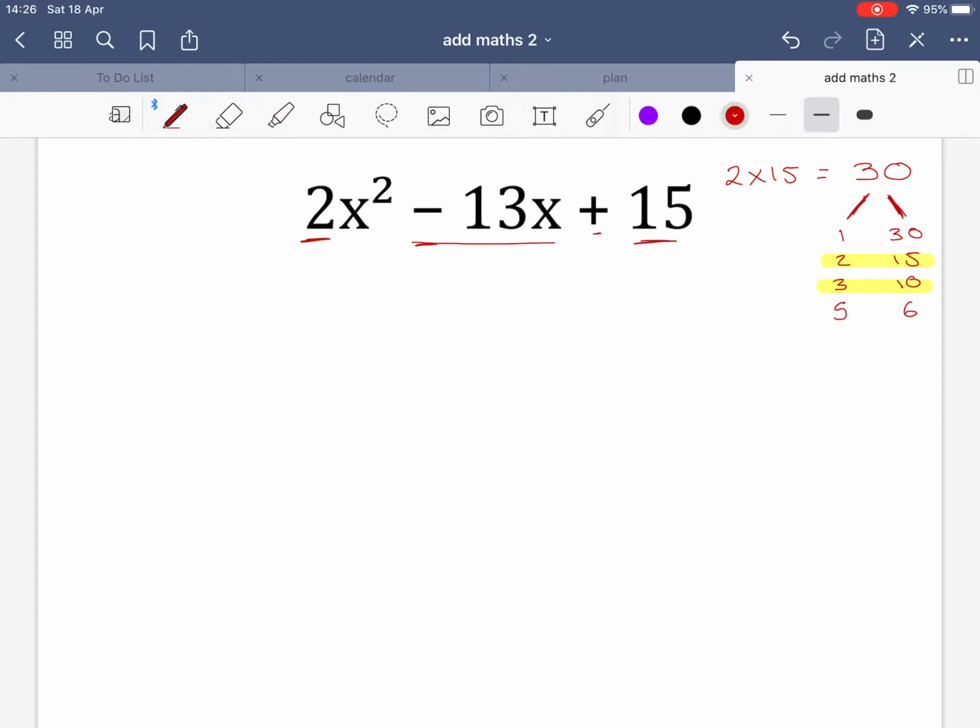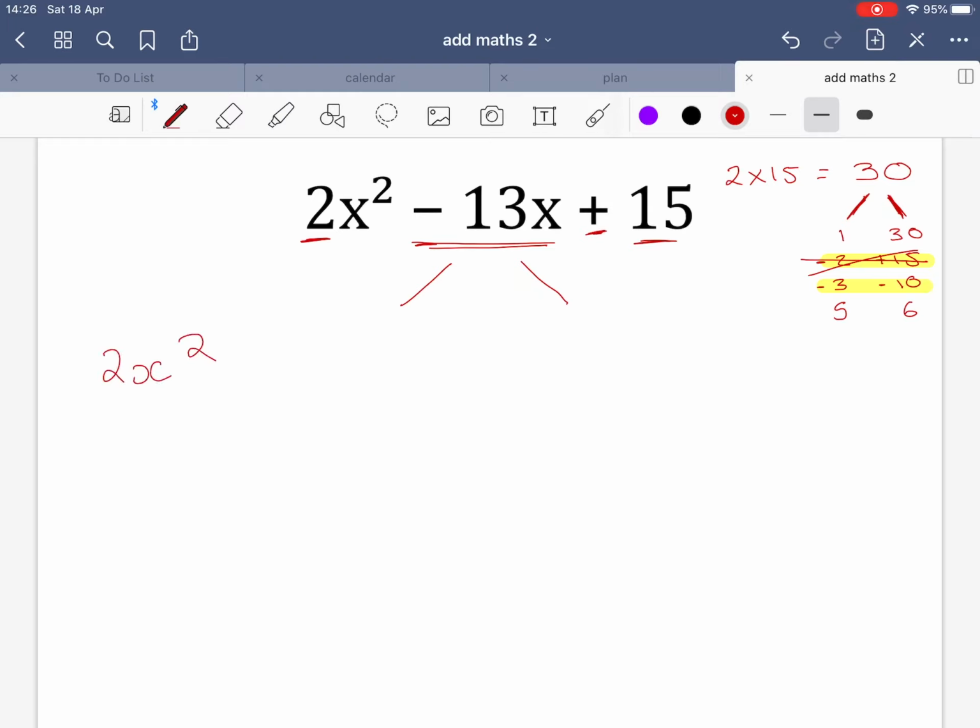So to make sure you know which one to use, if I was to do positive 15 and -2, if I was to multiply them, I wouldn't get positive 30, because I need this positive 15, so it can't be that one. So it has to be -3 minus another 10. So I'm going to split my 13 into -3 and -10.